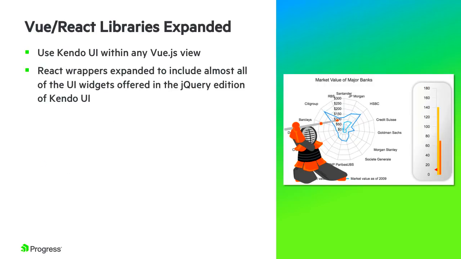We've also enhanced the support that we have for the React wrappers and for our Vue components. With R1 2018, all of our Kendo UI components are now available as Vue components. We've also gone ahead and added Vue templating as a part of our Vue support. And for our React wrappers, we've gone ahead and added a ton of additional components as well.